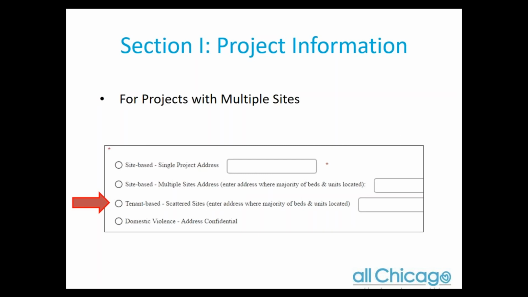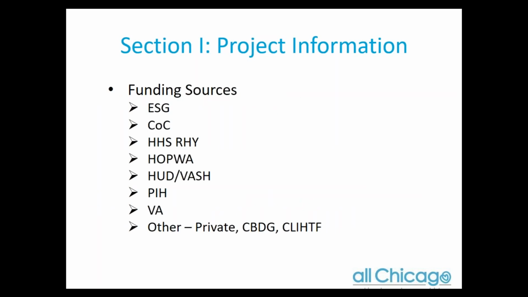If you do happen to just have a site project address, you'd go ahead and list the address. And if you have a site-based multiple address, I know this is a lot for our programs that maybe have two or three buildings to one location. So it would be the same as a tenant base. You'd ask where the majority of beds are located. And finally, if any of you are domestic violence, you would not be asked for an address because your address is confidential.